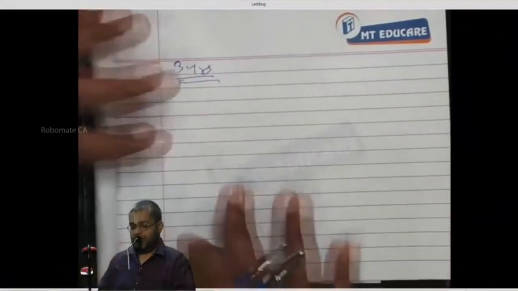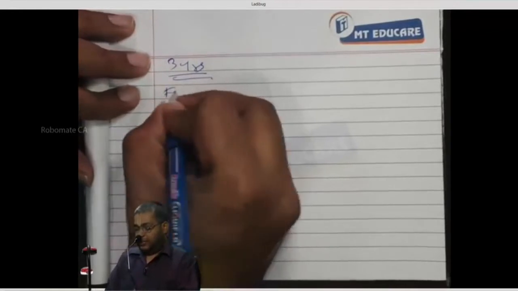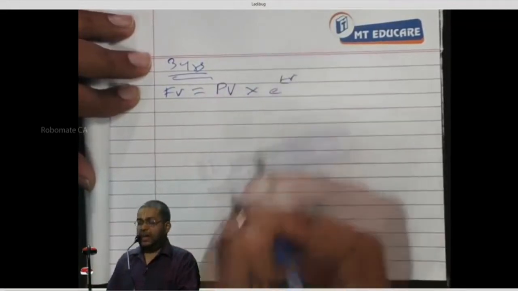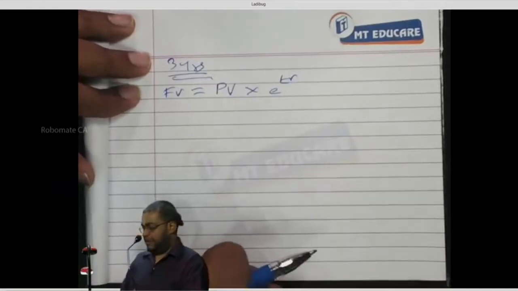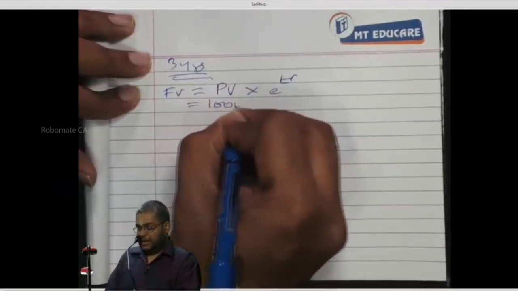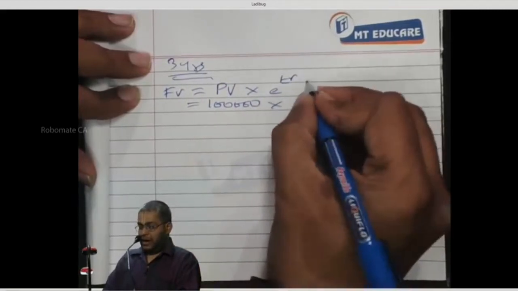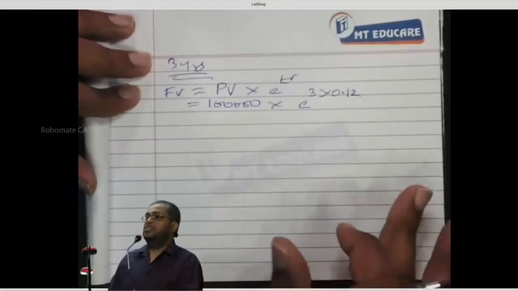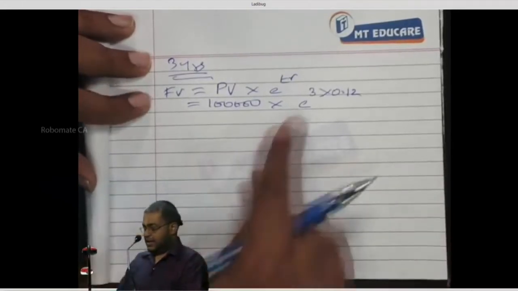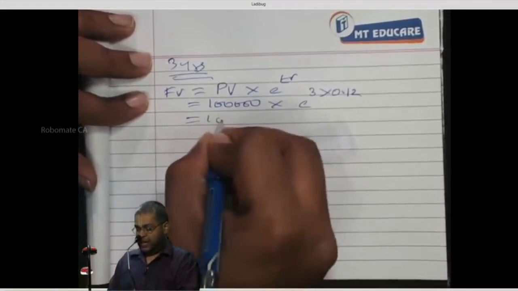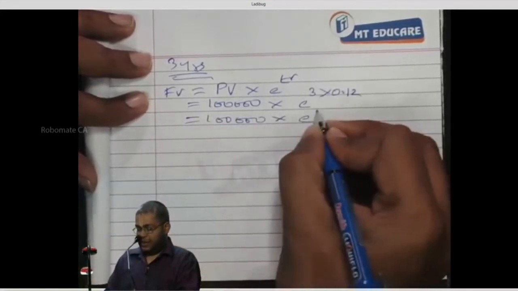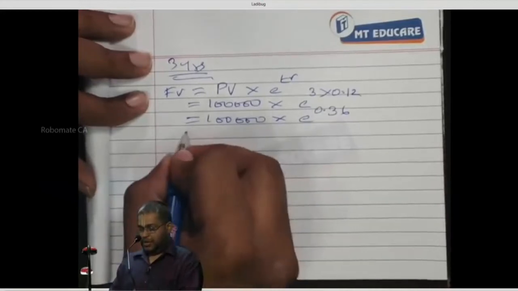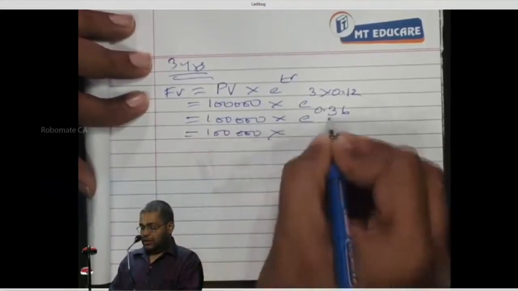Let's do it together. This time we are going to do it together. Tell me the formula. Future value is equal to present value into e power tr. What is the present value? 1 lakh deposited into e power, how many years? 3 years. What is the rate of interest? 0.12. We should do it together, don't create noise. It is 1 lakh into e power 3 into 0.12. Simplifying, it is 1 lakh into e power 0.36, since 0.12 into 3 gives 0.36. I have to find out e power 0.36.